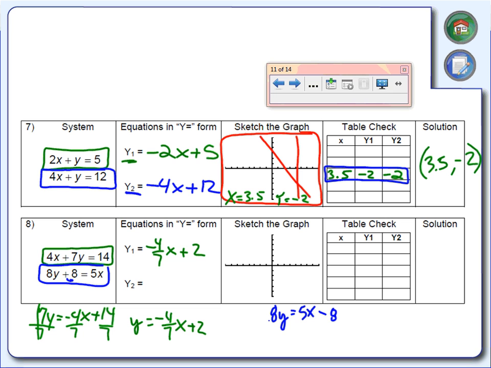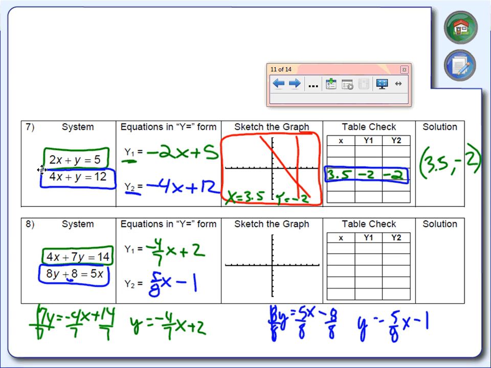Remember though, I want y by itself, so we're going to divide everything by 8. 5 divided by 8 cannot be reduced, so I'll just leave it as 5 over 8. A negative 8 divided by a positive 8 would make that a negative 1. So what I have is the equation 5 over 8 x minus 1. All right, now that you have the equations, go ahead and put that in the calculator and find me the solution. Find me the point of intersection.